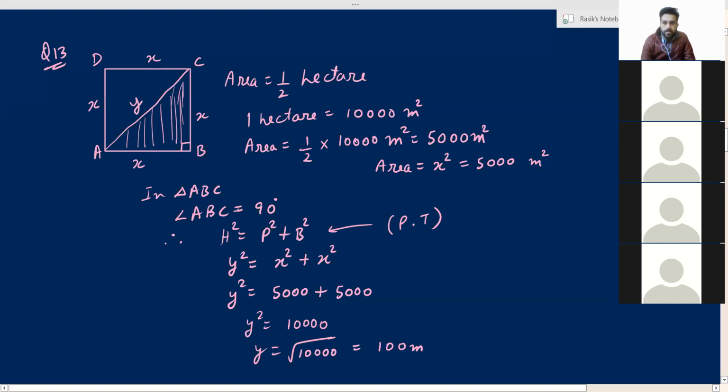So that is why we have got this equation. In place of hypotenuse, that is y, y square, perpendicular is x, and base is also x. So y square equals x square plus x square. Now the value of x square we already know is 5000. Putting x square 5000, again 5000, we get y square equal to 10,000. That means y equals 100 meter. Understood?